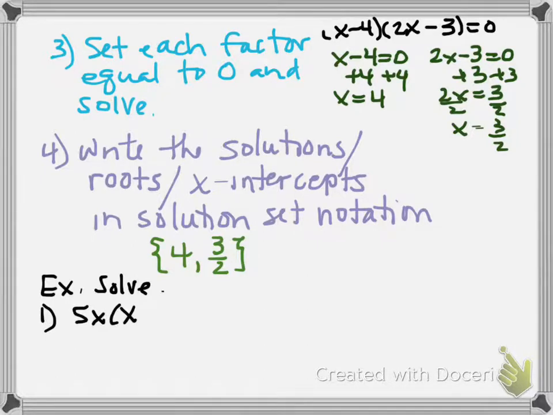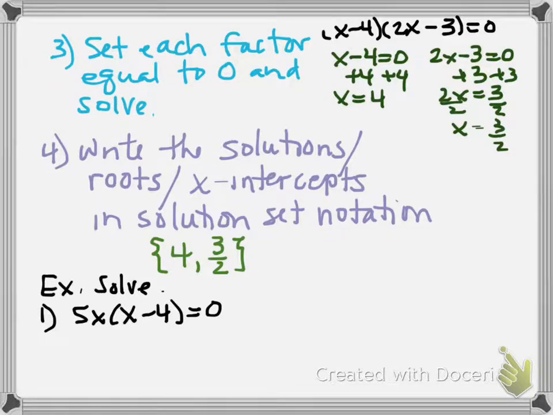So first problem is 5x times the quantity x minus 4 equals 0. So what's interesting about this problem? That there's no two sets of parentheses, there's only one. Okay. That's not that interesting. It doesn't have to have two parentheses. But according to the flow of what we're supposed to be doing, what's interesting about this? Okay. What did you say, Michael?